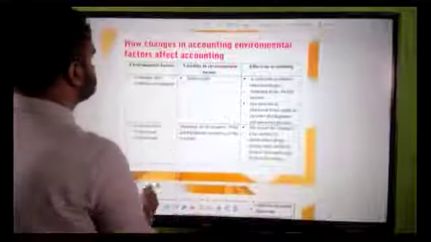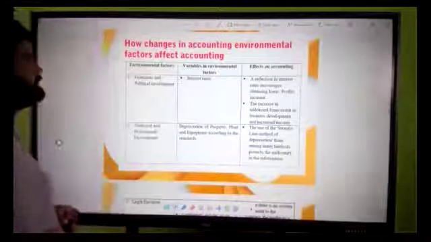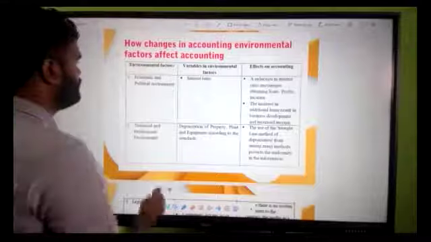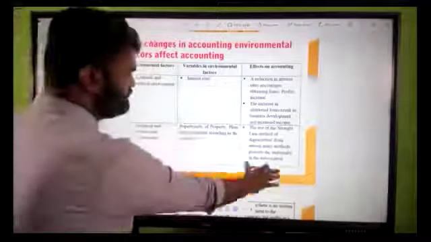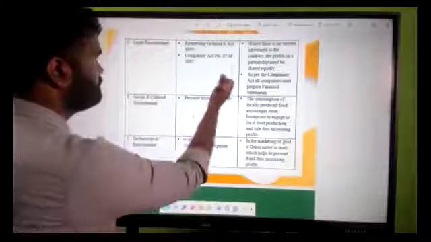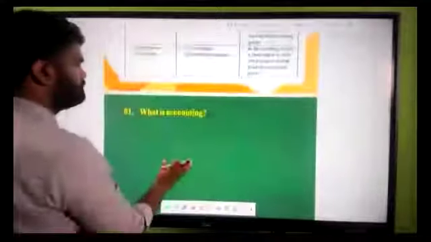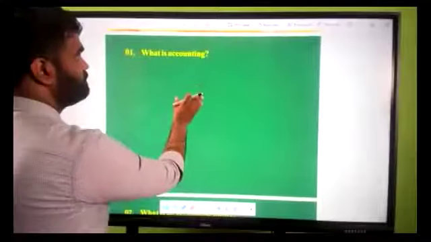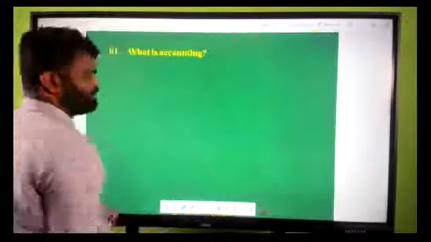This is a short note: how changes in accounting environment factors affect accounting, economic and political, like that. These are the effects. How the legal environment is affected by legal factors. So many legal points are there. Now let's go for question number 1. What is accounting?